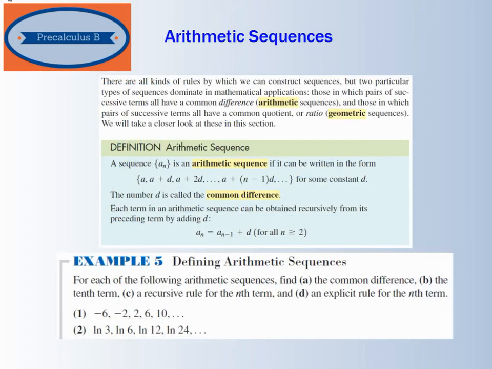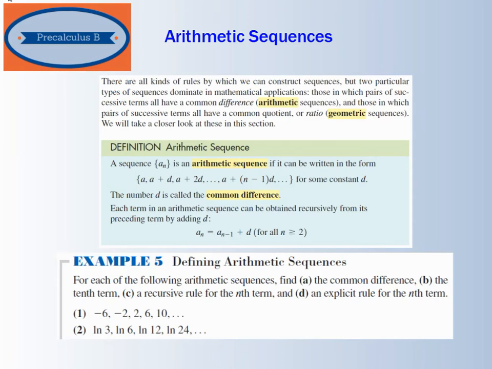So now we're going to shift gears a little bit, and we're going to take a look at different types of sequences. There are many kinds of rules by which we can construct these sequences. There are two in particular that we're going to look at because they are seen much more commonly in mathematical applications. The first of which, we have pairs of successive terms that have what we call a common difference. It's where you're adding by the same amount each time.